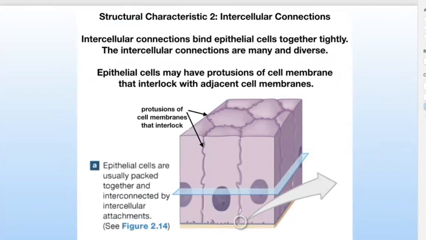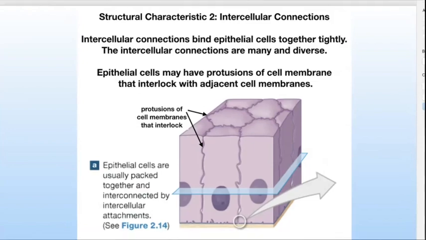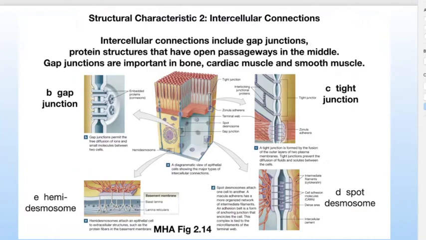Epithelia have intercellular connections that bind the epithelial cells together tightly. The intercellular connections are many and diverse. Epithelial cells may have protrusions of cell membrane that interlock with adjacent cell membranes. And then there are many other types of intercellular connections.